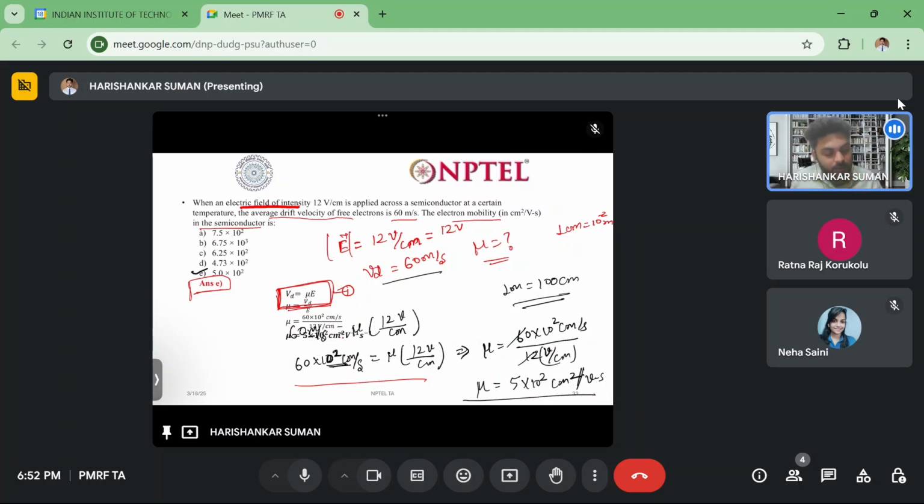Next, for a semiconductor material for a good solar cell, which type of recombination should happen? You know.